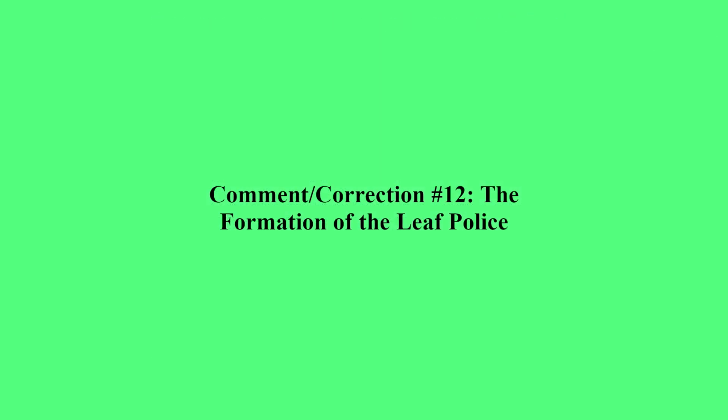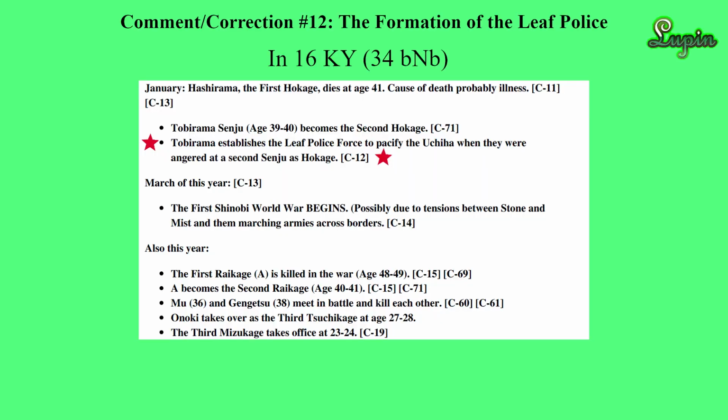Section number 12. The formation of the Leaf Police. This is another reason why I favor the idea of Tobirama having at least some time in office before the war. Devoting resources to create the Leaf Police strikes me as something you might be less likely to do in the middle of a large conflict. It's not impossible, mind you. It could have been created to maintain domestic order in the wake of the foreign chaos. I just see it as a little less probable.